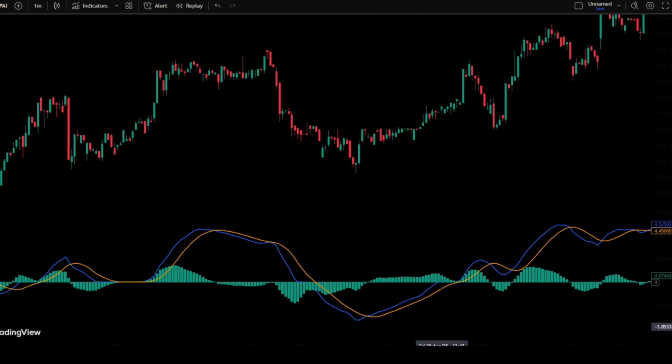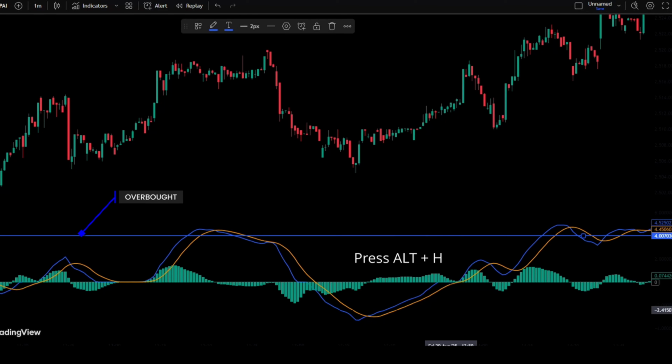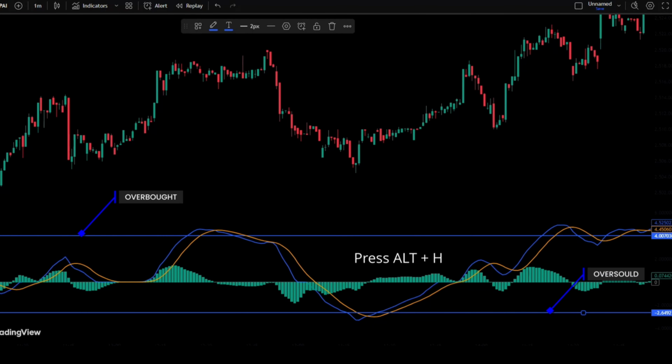You have to drag the mouse and take it above the middle line. And you have to click on Alt plus H so the overbought line will be added here. And similarly, you have to take it below the same middle line and click on Alt plus H. The oversold line will also be added here. Now I will tell you the reason why we have to add these overbought and oversold lines. We have to take the trade only when the crossover is outside these levels because here the price becomes overextended and there are high chances of a significant move here.